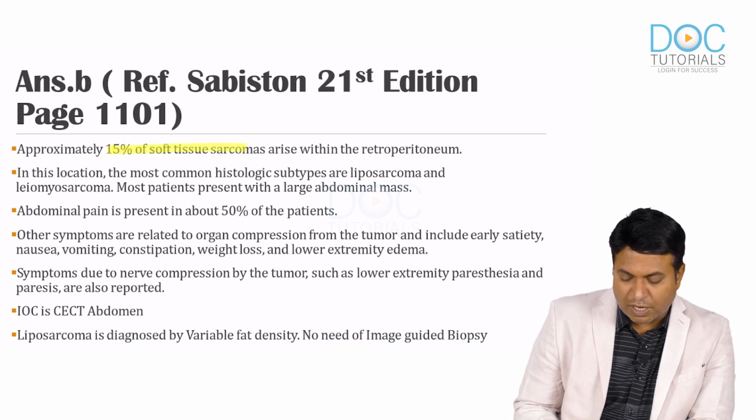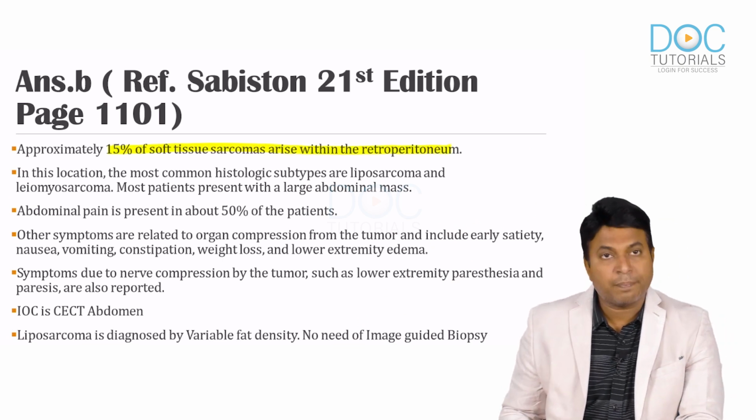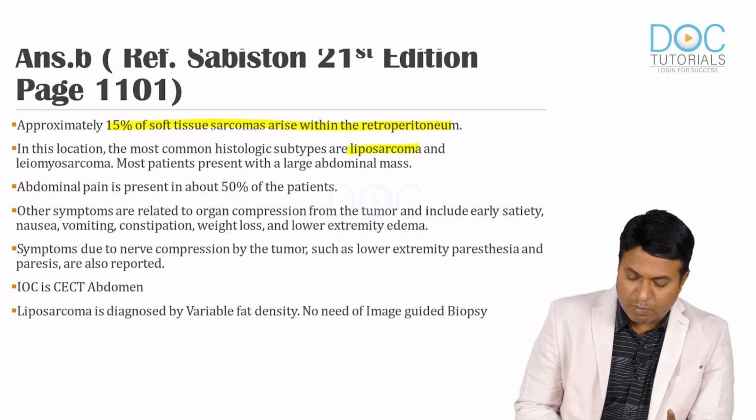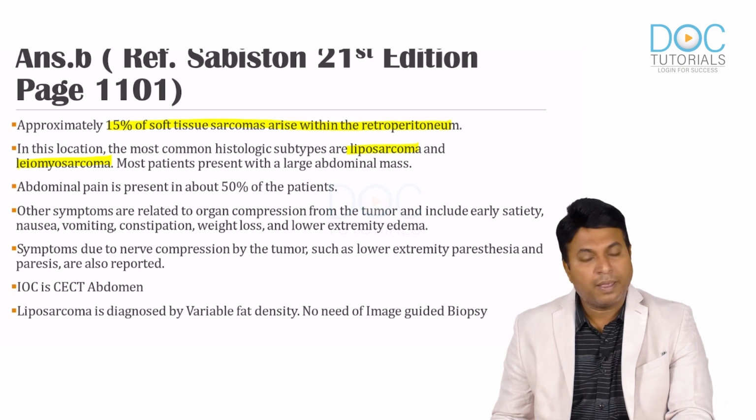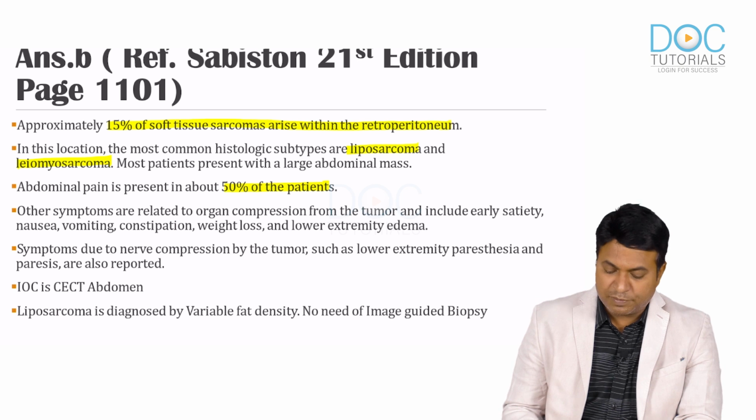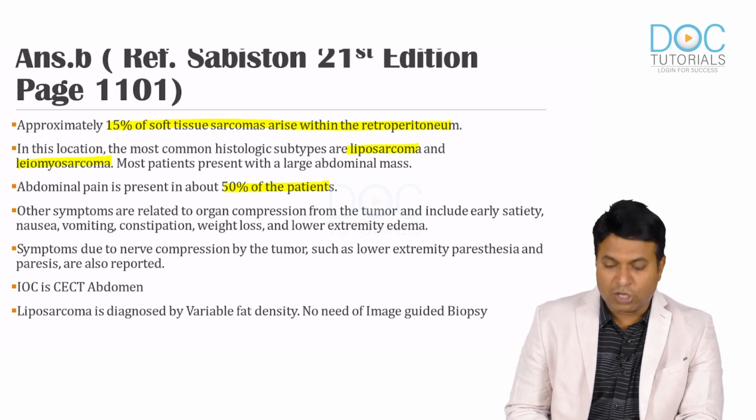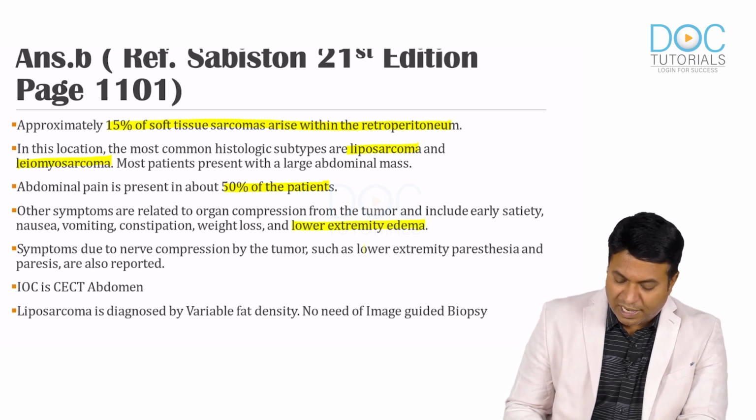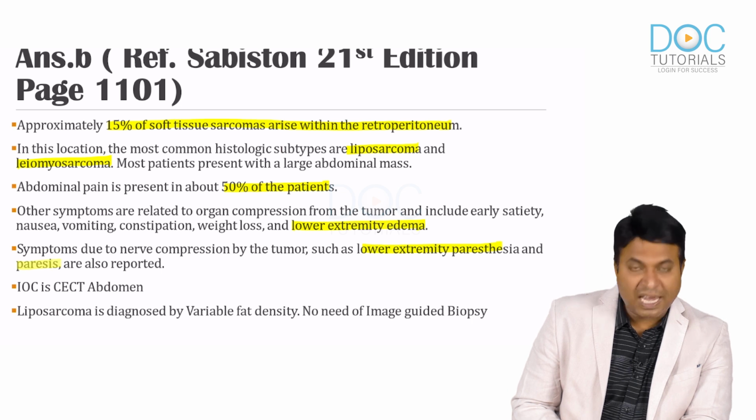Approximately 15% of the soft tissue sarcomas arise in the retroperitoneum. In this location, the most common histological type is liposarcoma followed by leiomyosarcoma. Abdominal pain is present in 50% of the patients, and other symptoms include nausea, vomiting, constipation, weight loss. Lower limb edema can happen due to compression of the vessels. Due to nerve compression, lower limb paresthesia and paresis can be seen.